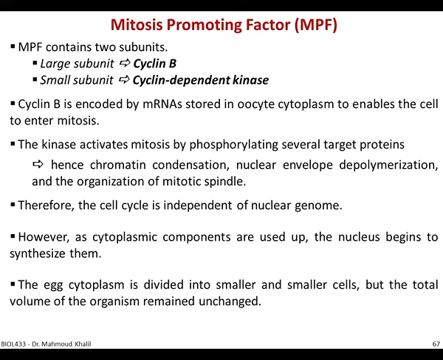However, as the process of cleavage goes on and on, the messenger RNA that exists in the cytoplasm and came from the ovum, collectively called cytoplasmic components, is used up. That's why we said early today that expression of genes at the early stages of cleavage is not occurring. But here, as the cytoplasmic components are used, the nucleus begins to synthesize them again. The egg cytoplasm, due to the division of these cells, will be divided into smaller and smaller cells, which are now called blastomeres. But the total volume of the organism remains unchanged.